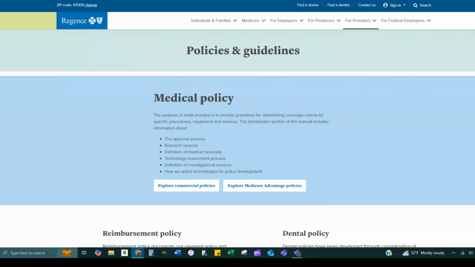Right here, you can see medical policies. The purpose of the medical policy is to provide guidelines for determining coverage criteria for specific procedures, equipment, and services. The introduction section of this manual includes information about all the things you would need to know if you're an administrator, if you're in billing, if you're a provider. You can see that they bifurcate it between commercial policies and Medicare Advantage policies.